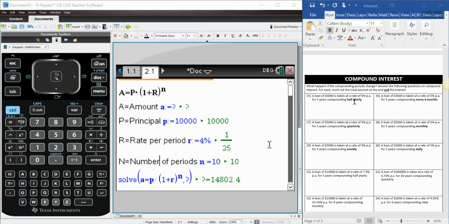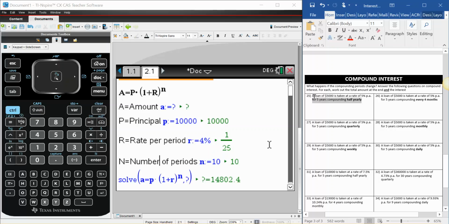If we think about half yearly, well, that would have a first half of the year and a second half of the year. So the number of periods would be 2. If we talked about quarterly, there'd be 4. Monthly, there would be 12 periods. Weekly, there'd be 52, and so on. You'd be able to work it out from there.